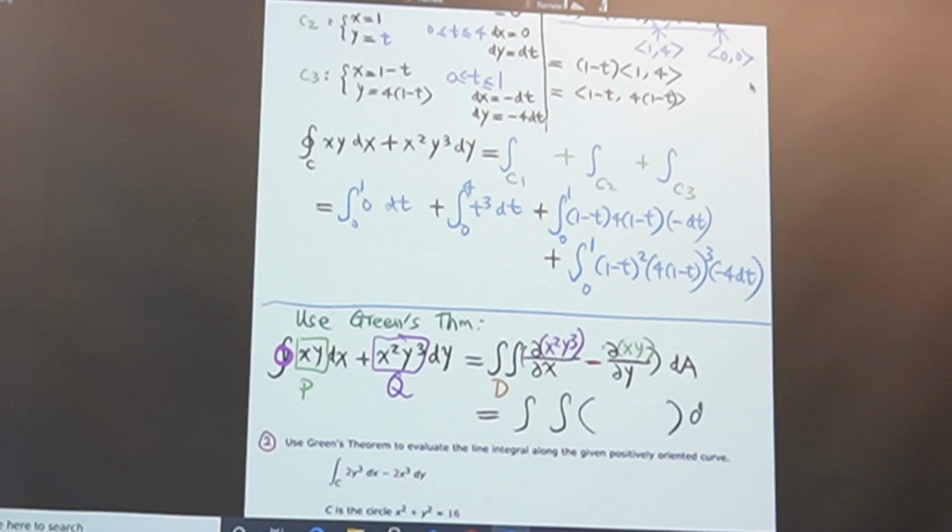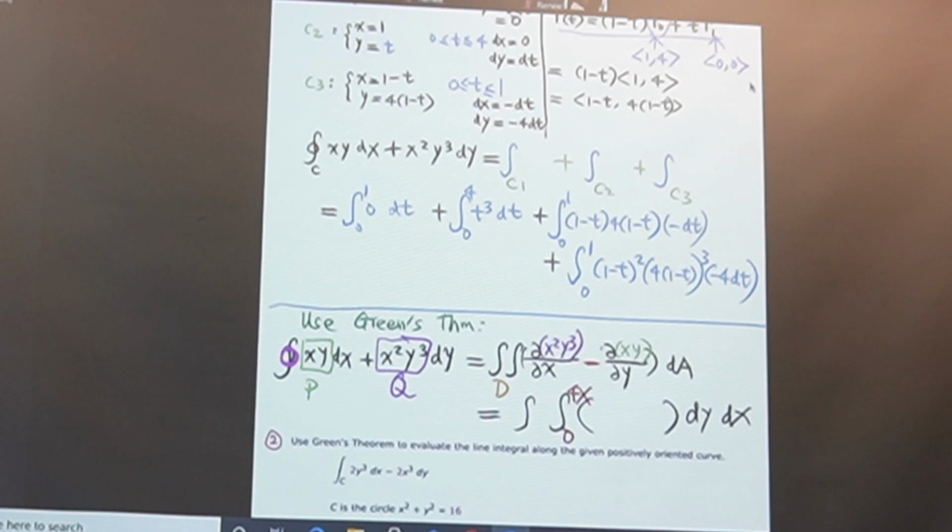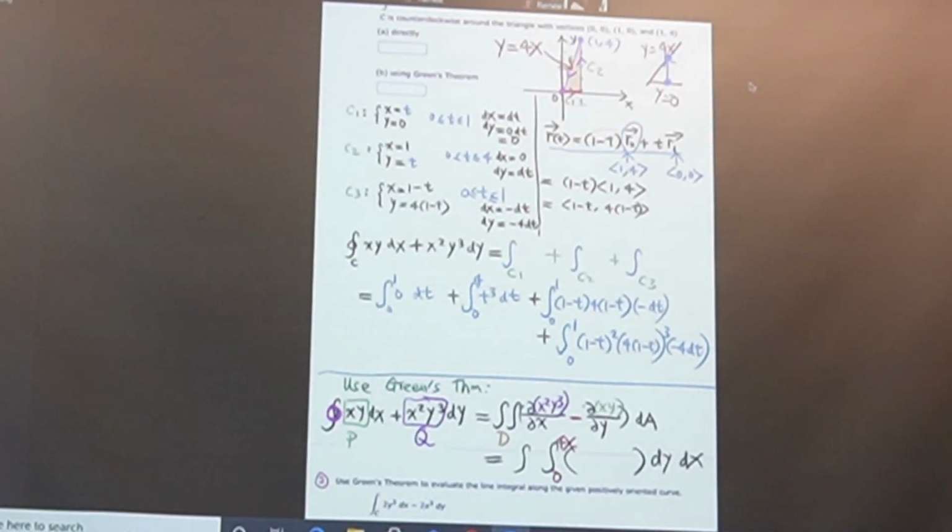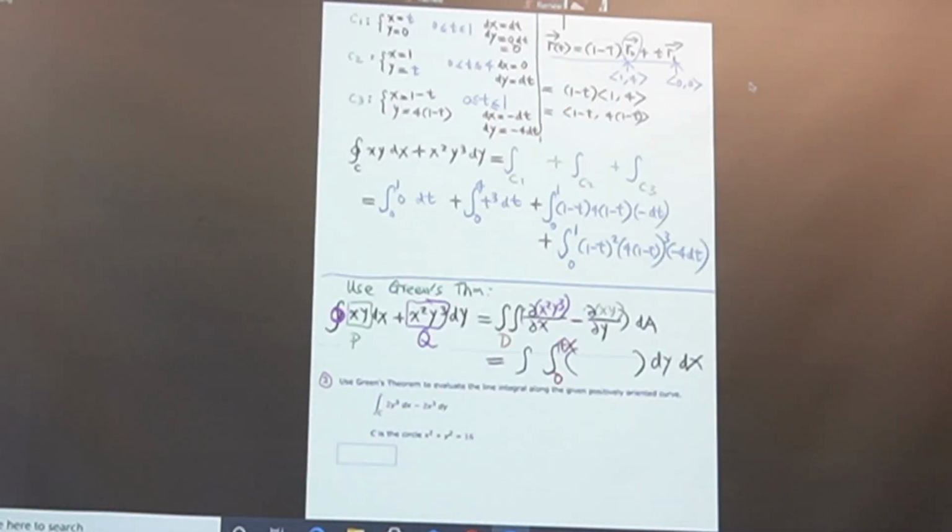So you have dy dx. Y will go from 0 to 4x. And what does x go from? X goes from where to where? 0 to 1. Yes, you got it. Okay, so x will go from 0 to 1.